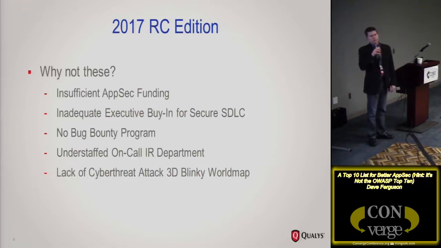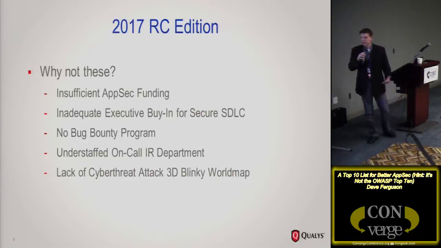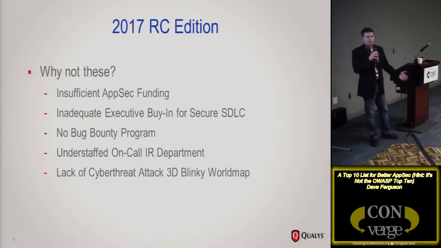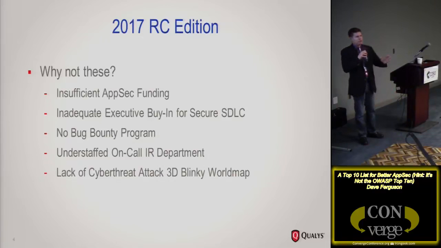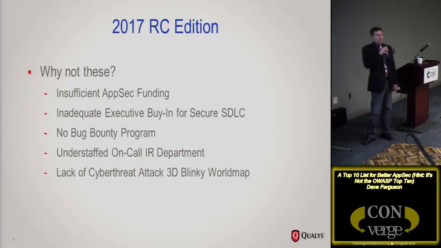These are all sort of factors that go into securing applications. So should they be on the OWASP top 10 also? No bug bounty program, understaffed on-call IR department, lack of cyber threat attack 3D blinky world map. All these could be risks that could be part of the OWASP 10. Okay? The mission of the OWASP 10 is not real clear right now. So we'll see how the comments work out.